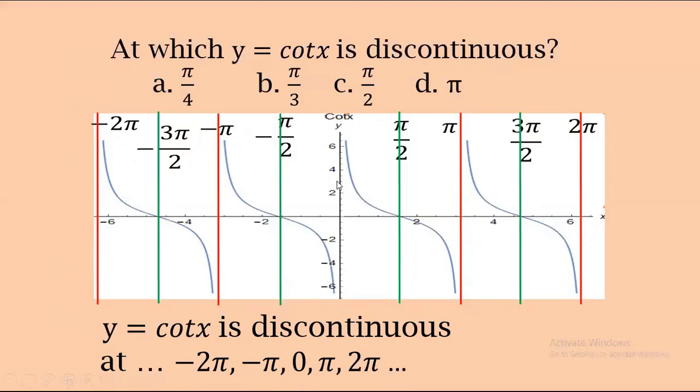So for this particular MCQ, D is the answer. But otherwise, where cot x is discontinuous, these are the points: 0, pi, 2 pi, 3 pi, 4 pi, like this, and here it is minus pi, minus 2 pi, minus 3 pi, and so on. So answer D is correct here.